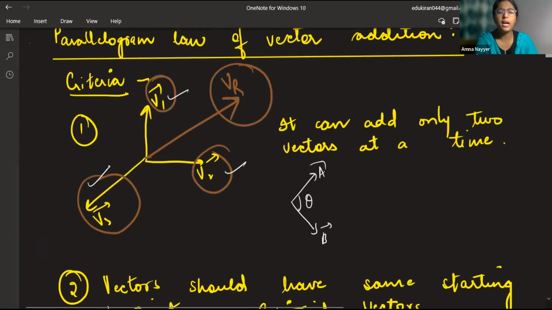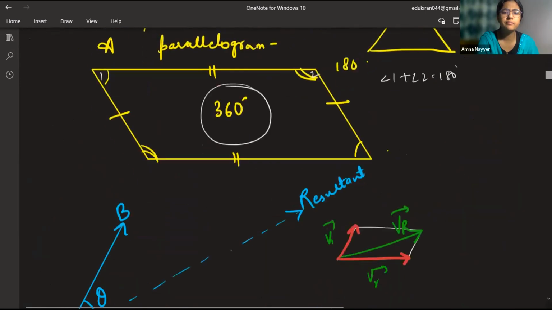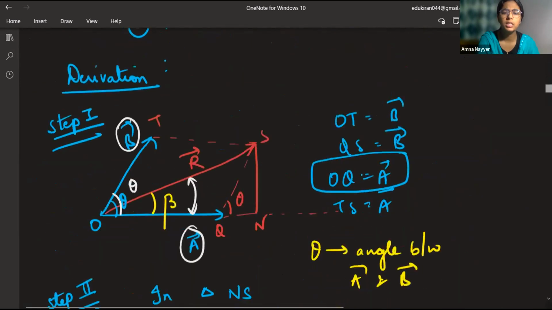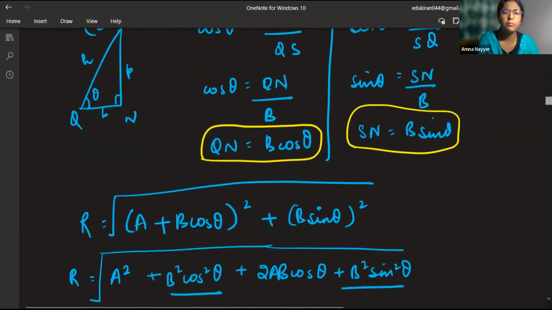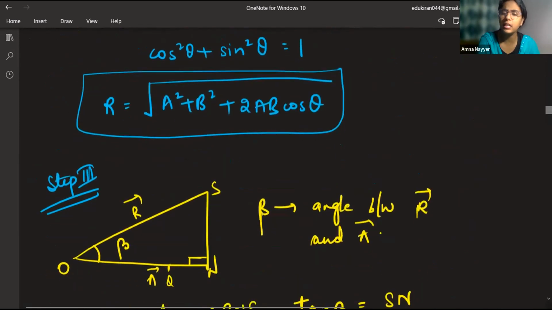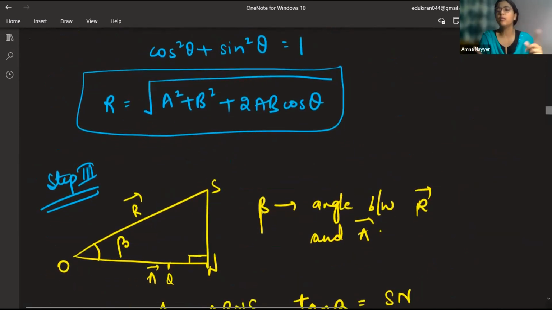So see, for parallelogram law, the derivation part is not at all important. Just remember the final conclusion. Two vectors are there. What does the parallelogram law signify? It is representing the adjacent sides of a parallelogram, right? Suppose this is like this. This is just depicting the two adjacent sides of a parallelogram.